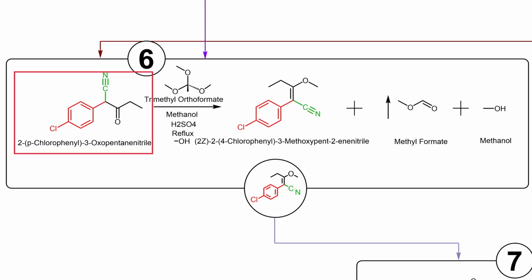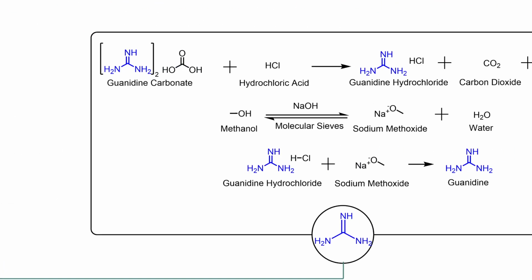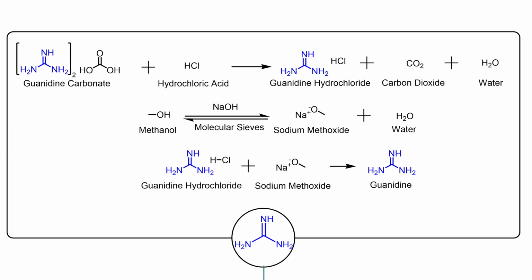The oxopentane nitrile is then reacted with trimethyl orthoformate under reflux in methanol using sulfuric acid as a catalyst to produce 2-para-chlorophenyl 3-methoxypentane nitrile. Guanidine carbonate is then reacted with hydrochloric acid to produce guanidinium chloride, which is then reacted with sodium methoxide to produce free-base guanidine and methanol.